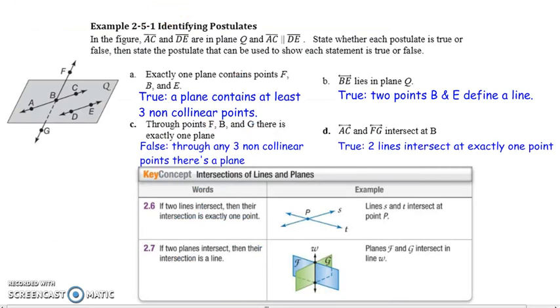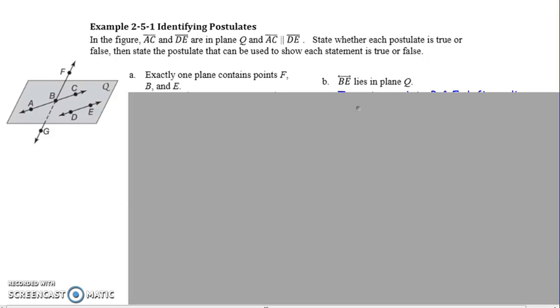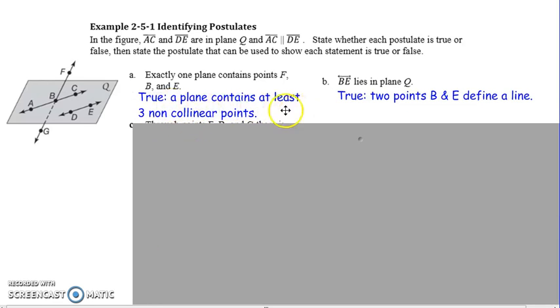All right, so let's go ahead and take a look at example A. Exactly one plane contains points F, B, and E. Is that true? Let's see, where are F, B, and E? Well, those are 3 non-collinear points, so that is going to be true. A plane contains at least 3 non-collinear points.